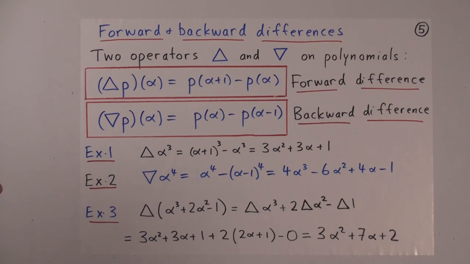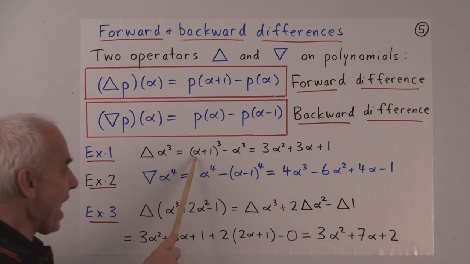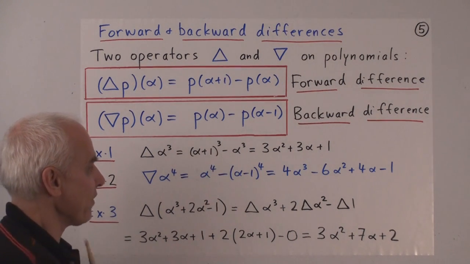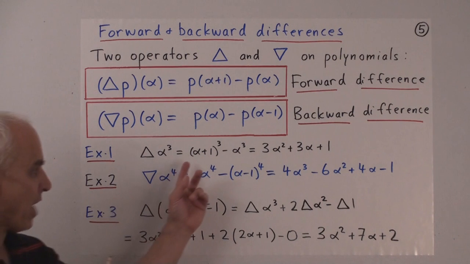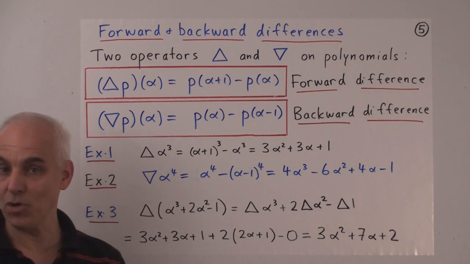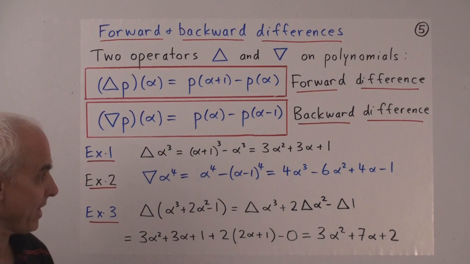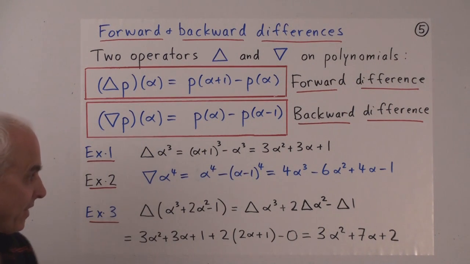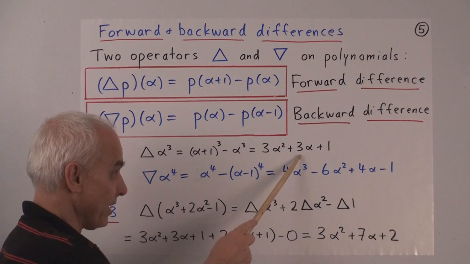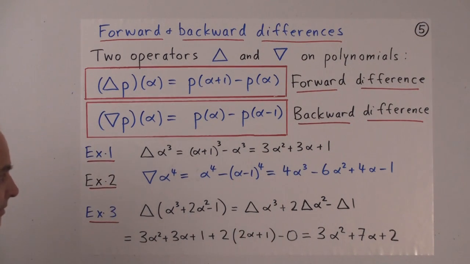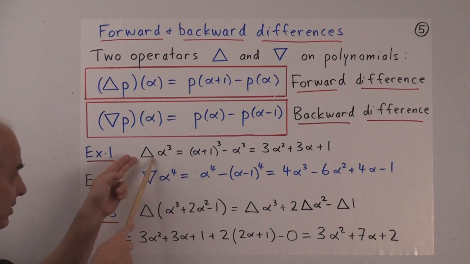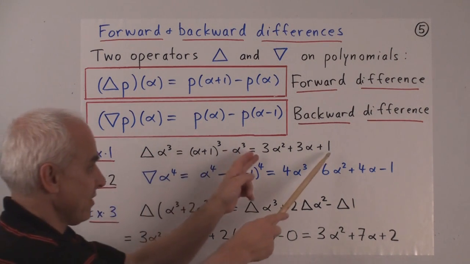So let's do some examples. Let's look at the polynomial alpha cubed. What happens if we apply the forward difference operator to it? Triangle of alpha cubed. That's the polynomial alpha plus 1 cubed minus alpha cubed. We know how to expand alpha plus 1 cubed using the binomial theorem. When we do that and subtract alpha cubed, then what's left is 3 alpha squared plus 3 alpha plus 1. So that's what the forward difference operator does to alpha cubed. It sends it to this one.